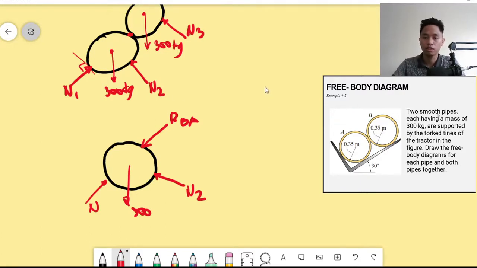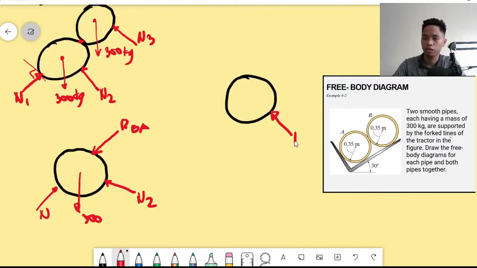Same is true with the other one. If you are going to isolate B, we have normal 3 here. That would be your normal 3. Then the weight itself, that's 300. But again, this part here is being pushed by A. According to Newton's third law, if you apply a force here, you will obviously get a reaction of the same magnitude but opposite direction. So A also pushes B downward.